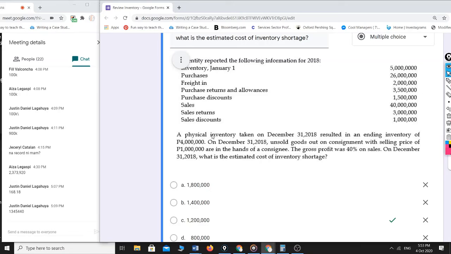So we are basing our cost on the sales. That's why it is very important for you to know the basic formula. Cost of goods sold is beginning inventory plus purchases minus ending inventory.